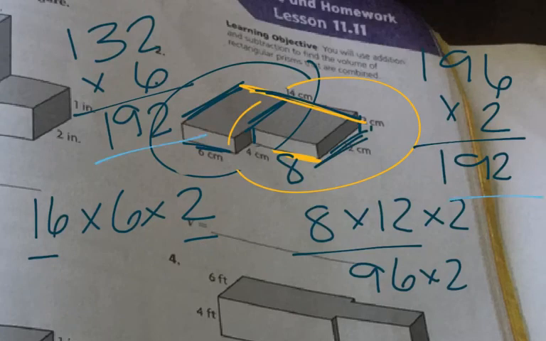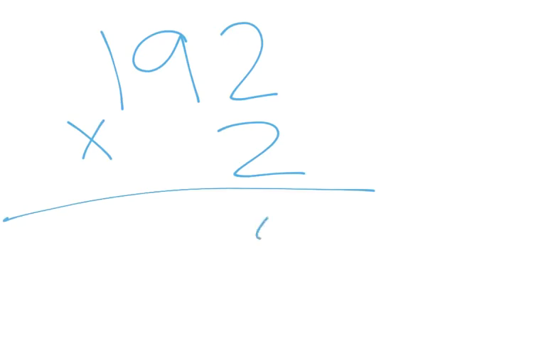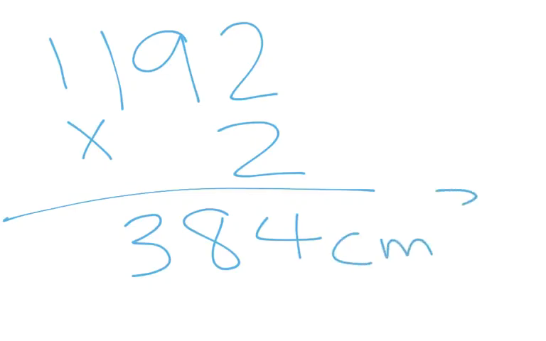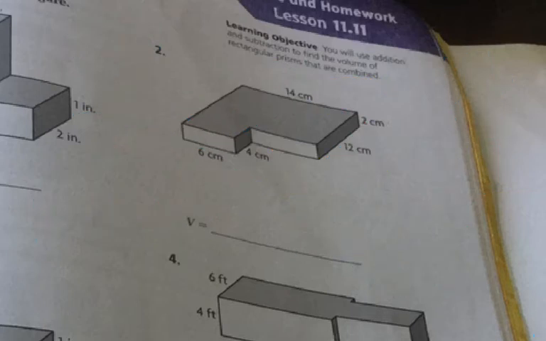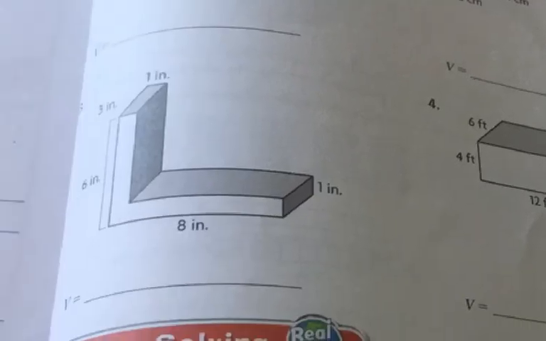192 plus 192. Let's just do that over here. Or 192 times 2. 2 times 2 is 4. 2 times 9 is 18. 2 times 1 is 2 plus 1 is 3. So we're going to get 384 centimeters cubed. So it's kind of like a puzzle. You have to figure out the missing lengths and widths and heights.